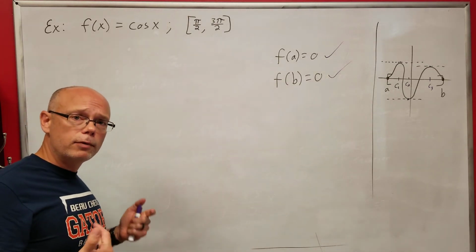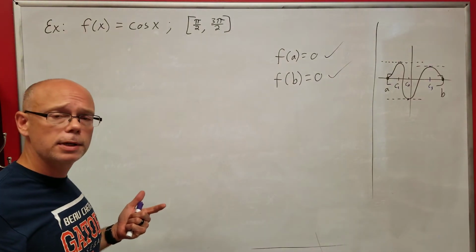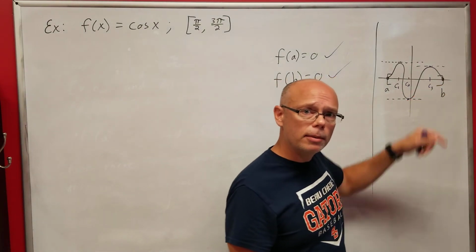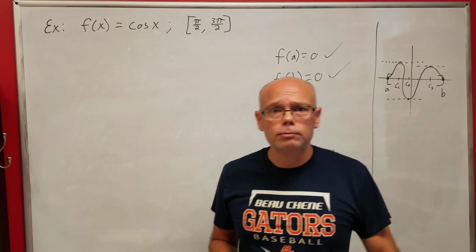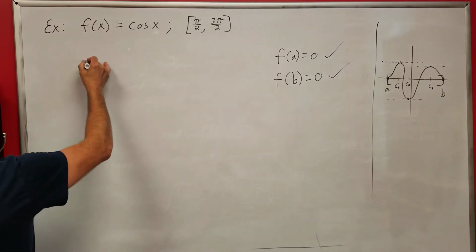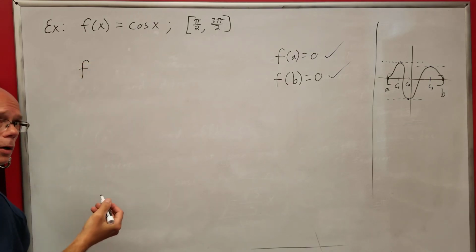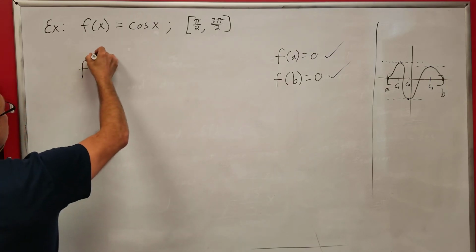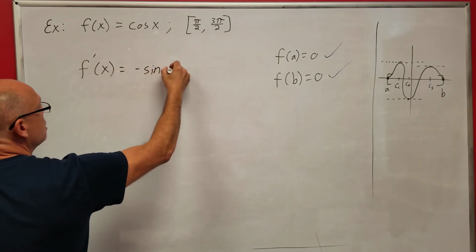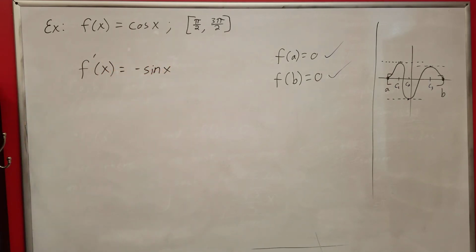Then what does it say? If all that checks out, it says there must be at least one point C in the interval to where f prime of C is equal to 0. So let's find that point C, where f prime of C is equal to 0. So let's find f prime first of all. Now f prime of x is equal to negative sine of x, right?